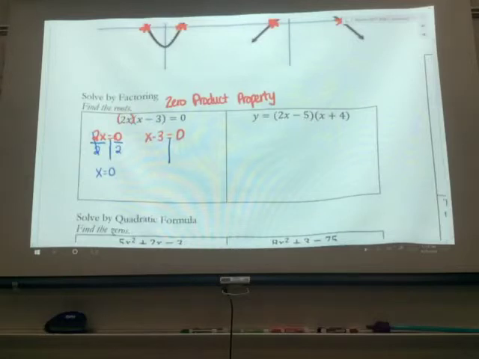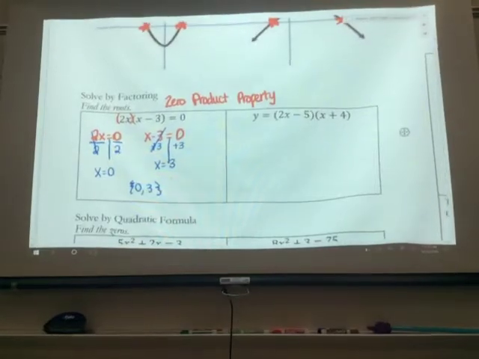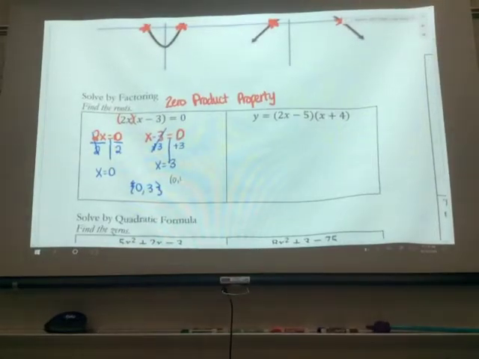On this next equation, we've got x minus 3. So we're going to add 3 to both sides. And we're going to get x equals positive 3. So our 2 zeros here would be 0, 3. We would write that in brackets because those are our 2 possible solutions. If we wanted to write them as ordered pairs, we would have to say (0, 0) and (3, 0). So any of these options will work.